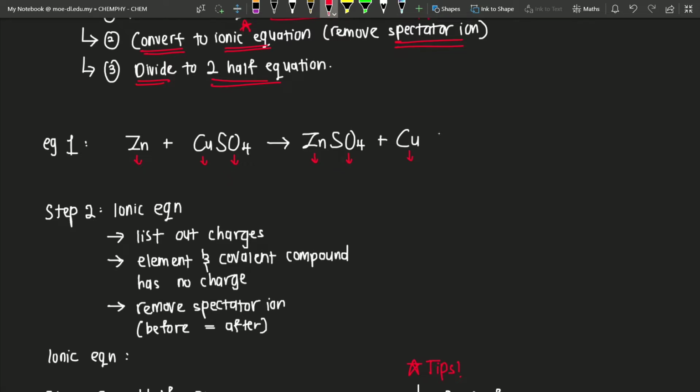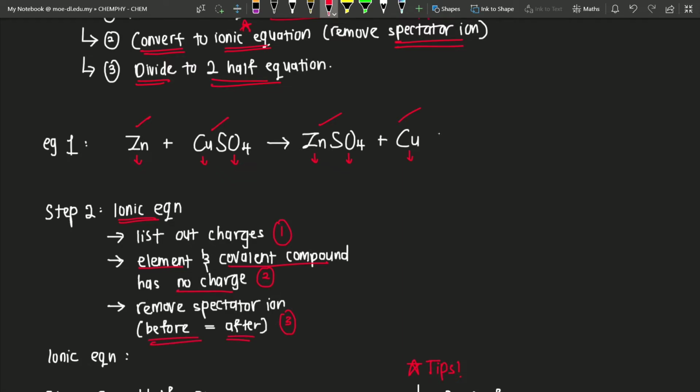So contoh pertama, kita ada zinc react dengan copper II sulfate to produce zinc sulfate and cuprum. So kita dah ada persamaan kimia, dah seimbang. So step kedua, kita akan cari persamaan ion, ionic equation. So macam mana nak cari ionic equation? First, you guys kena list out charge yang ada. Second step, you guys kena tahu elemen, unsur ataupun sebatian covalent compound has no charge, tak ada charge. Step ketiga, you guys kena buang ion penonton. Apa itu ion penonton? Ion penonton adalah ion yang sebelum dan selepasnya adalah sama.